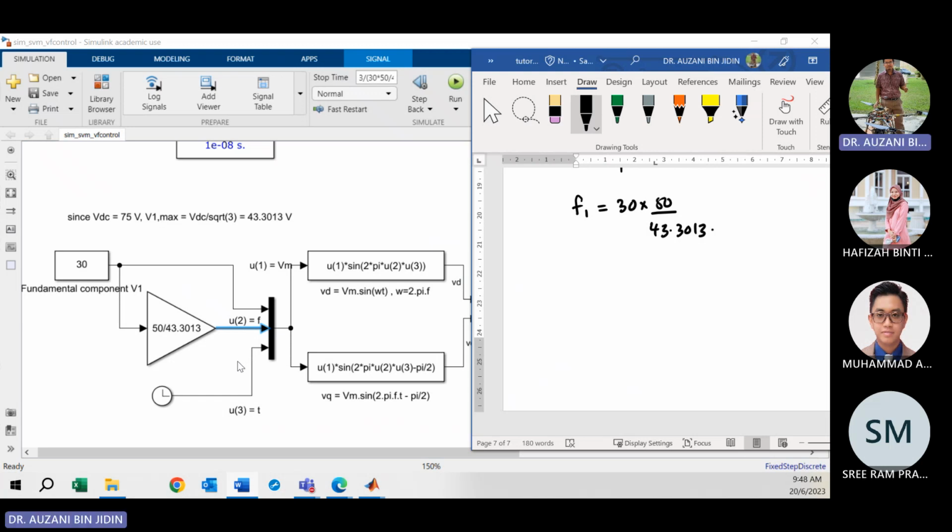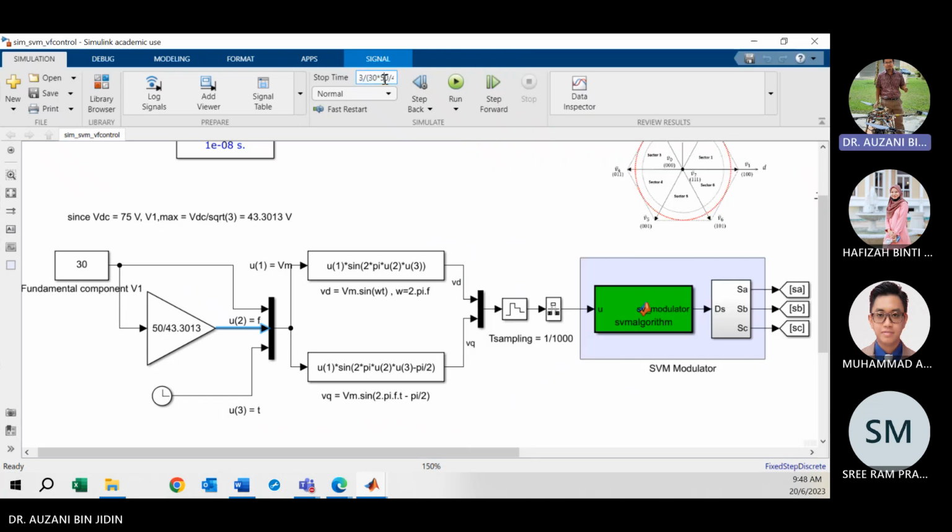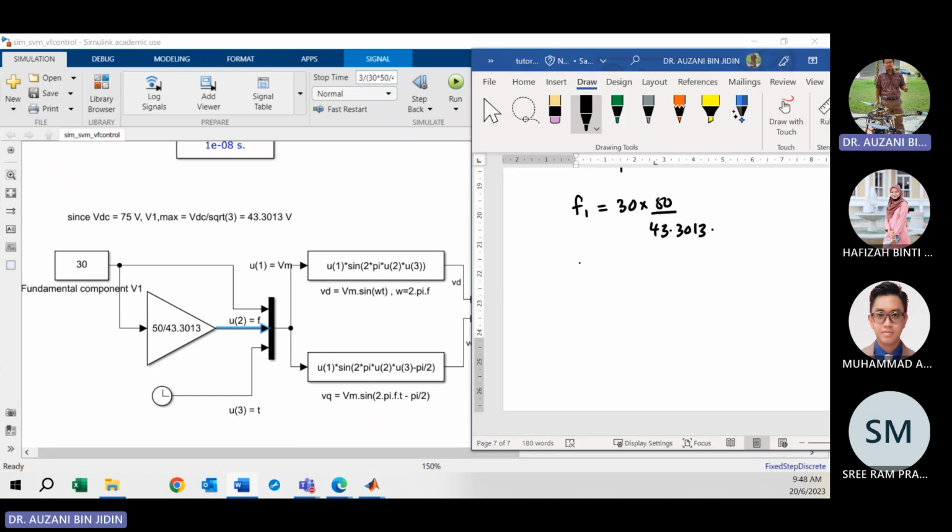To run the simulation, this is important, you need to set an appropriate value of stop time. Let's say we try to run the simulation for 5 cycles. Let me check, is it 5 cycles I set? Oh, maybe sorry, 3 cycles only. So to calculate the period, you need to invert: 1 divided by F1 for 1 cycle. Then you set your stop time. In this case, I set 3 times T1. Please understand this one.